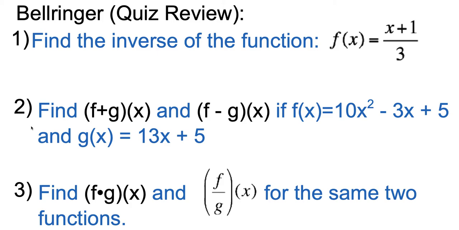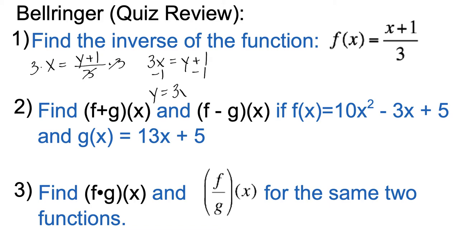So for number one, find the inverse of the function. Okay, the first thing you want to do, inverses, you have to switch the x and the y. So normally f of x is a y. I'm going to write x equals, we'll have y plus 1 up there, and then a 3. So you have to think of the steps to get the y by itself. We're going to take both sides times 3 to get rid of that. Then we'll have 3x equals y plus 1. We'll subtract the 1 from both sides, and we get y equals 3x minus 1. So that is the inverse.